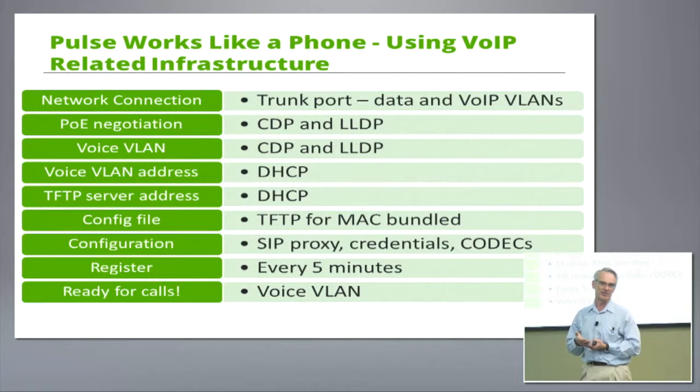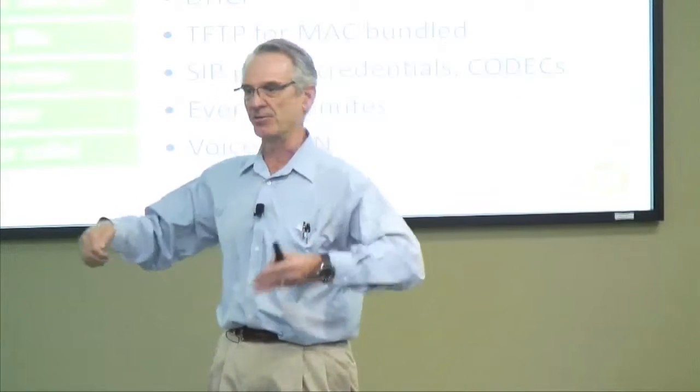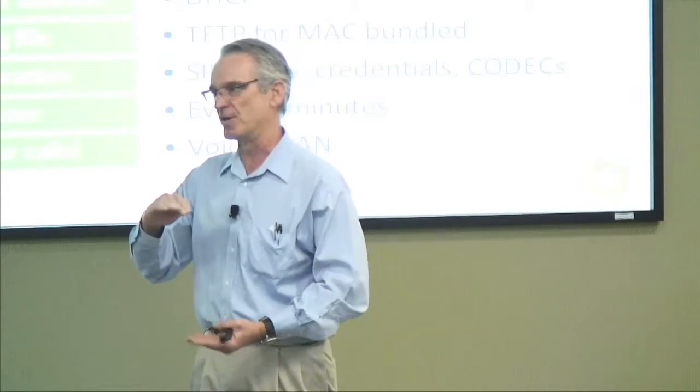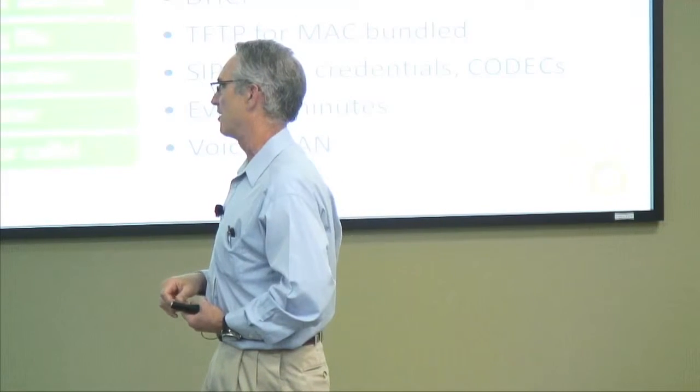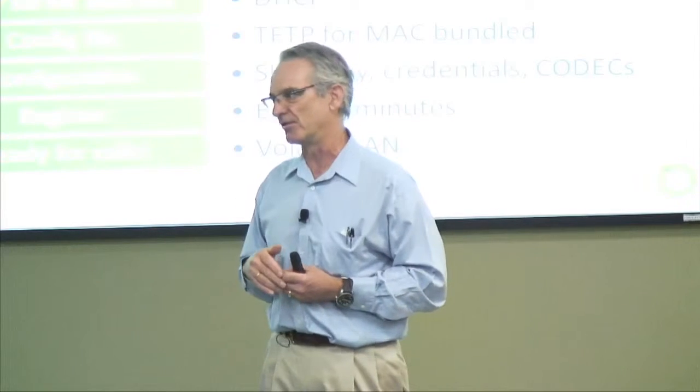It also gets an address of a TFTP server, so it can get a config file, a MAC-bundled config file, that scheme that's common with hardware phones. Out of the config file, you get your credentials. Where's the SIP proxy? What's my username? What's my password? What's my phone number? The whole set of information is pulled out of there. What codecs do I support? Then it registers with the SIP proxy and is ready to run tests.